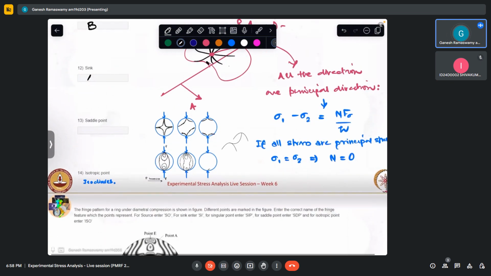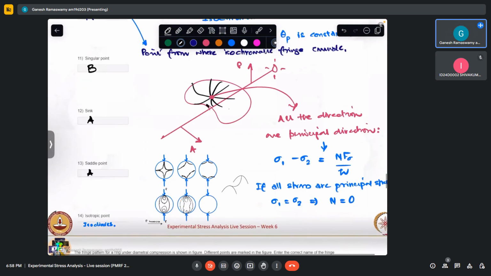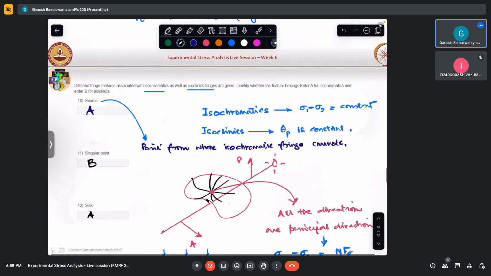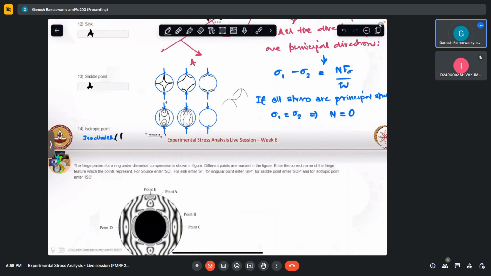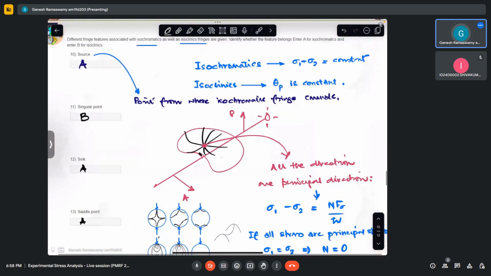So a similar parallel has been drawn in terms of our fringe features, which again has to do something with isochromatic fringes. So this is A and this is also A. This is A, and saddle point is also related to the isochromatic fringes. And as for isoclinics we have to enter B. So I would rather enter B rather than writing isoclinics. So I hope this is clear.